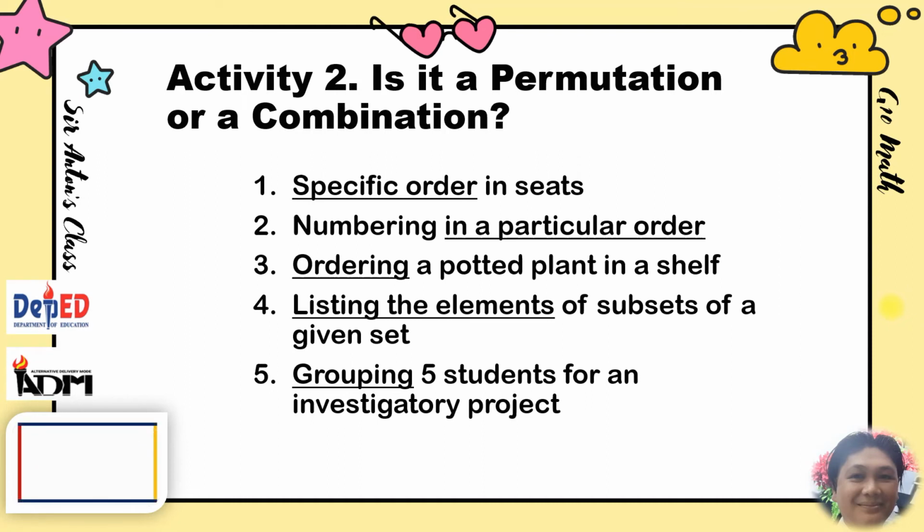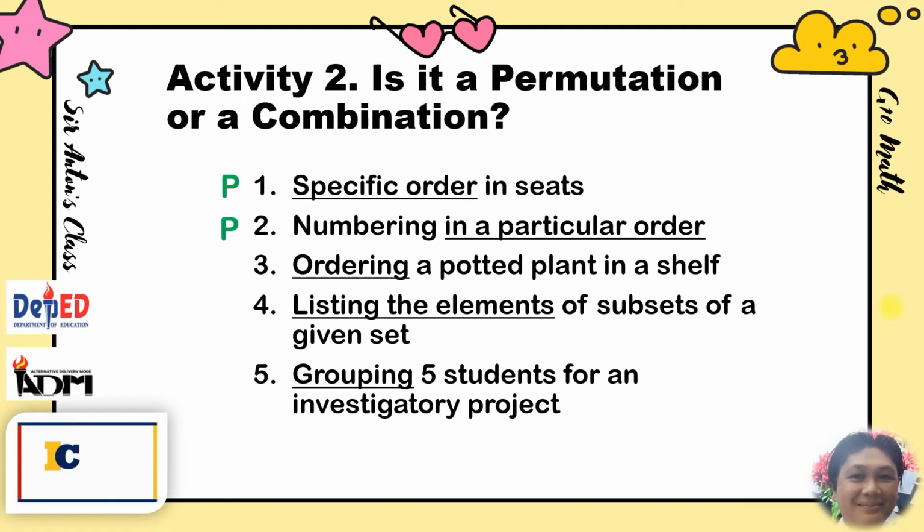Okay, so do you have answers already? Let's check whether your answers are correct or you need to change them. Let's go with number 1. That is permutation. A specific order. Okay, so order matters. Number 2, numbering in a particular order.